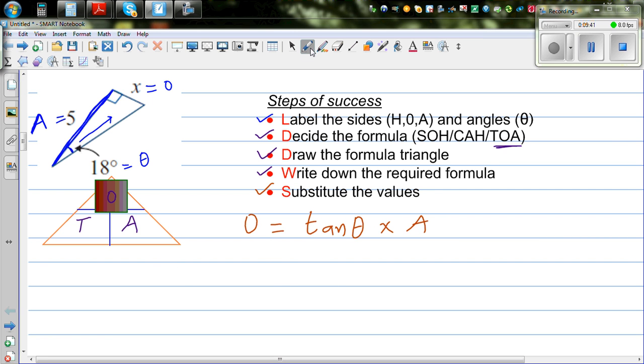So let us substitute. What is O? Your O is X. So X is equal to tan of the angle, tan 18, times A. A is 5. So now you need to use a calculator to figure this out.